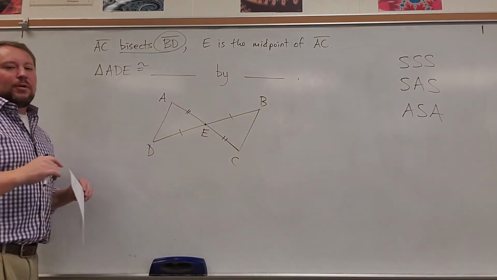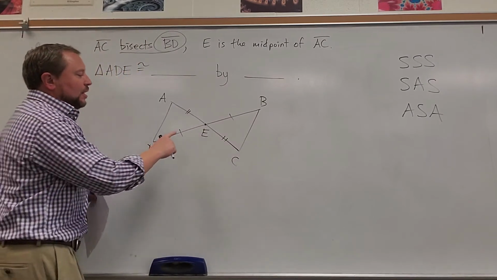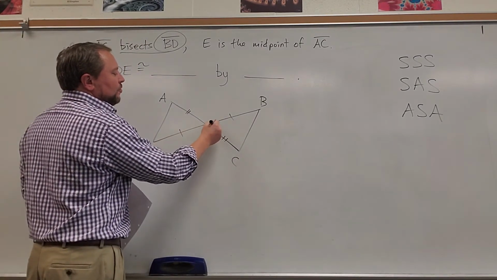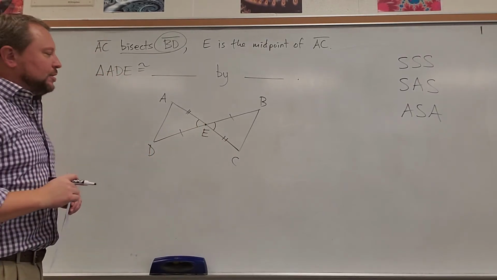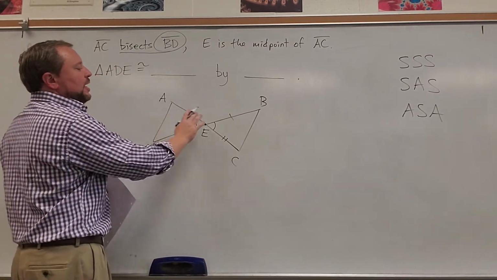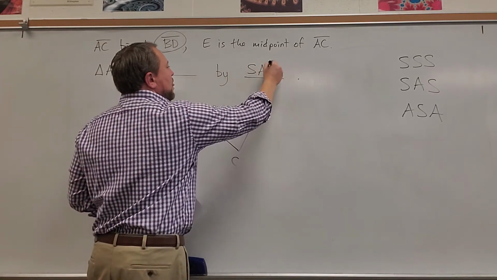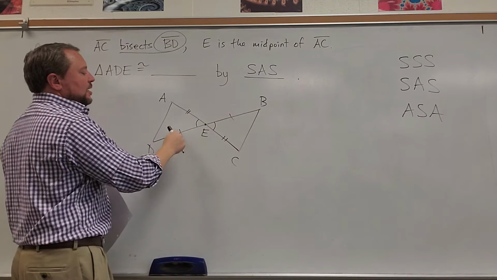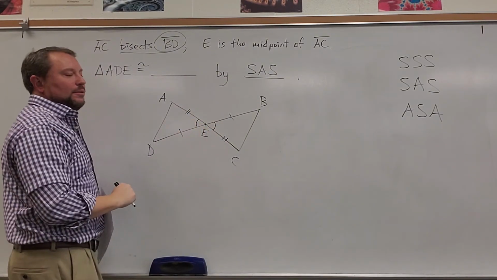Now that's only two parts congruent, but if you keep a good eye out, you might notice we've got a pair of vertical angles. So if we mark the vertical angles congruent on this picture, I hope you can see now we can prove the triangles congruent by SAS, the two sides and an angle in between.